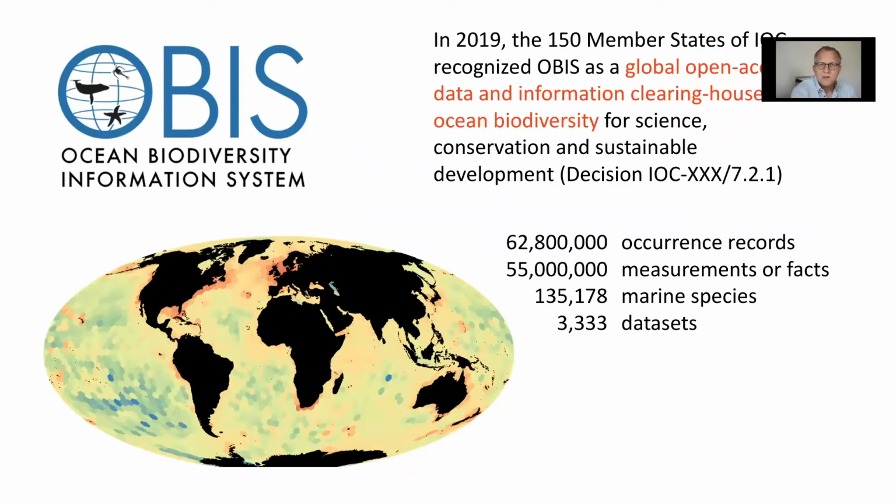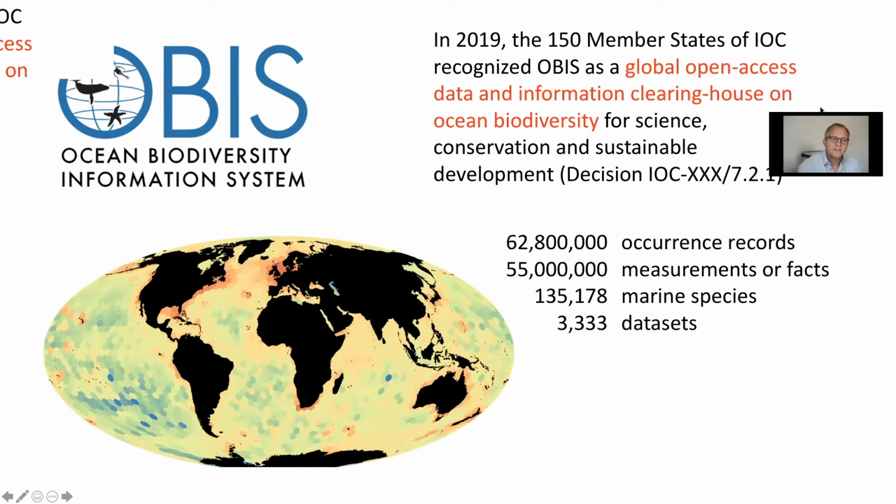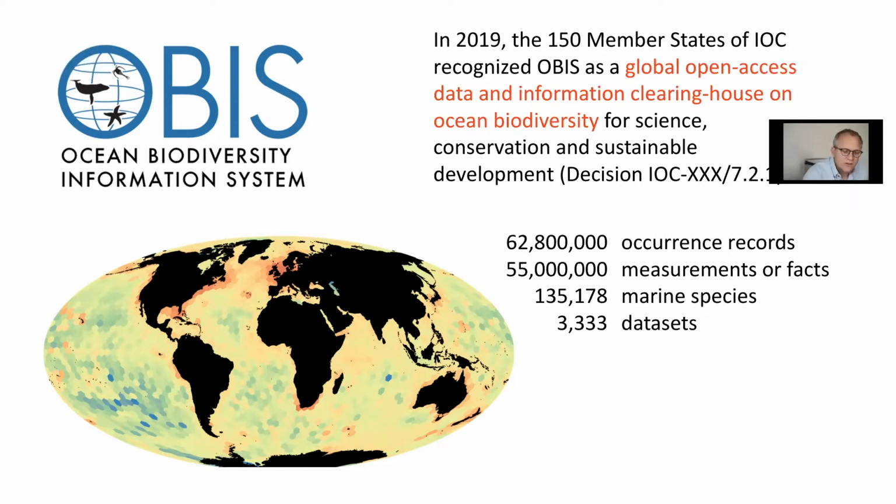The IOC member states in 2019 recognized OBIS as the global open access data information clearinghouse on ocean biodiversity. That's because at the moment we are the most comprehensive database on the distribution, the diversity, and the abundance of marine species. We have more than 60 million occurrence records of more than 135,000 marine species. We integrate data from more than 3,000 data sets, and we have more than 55 million measurements or facts.